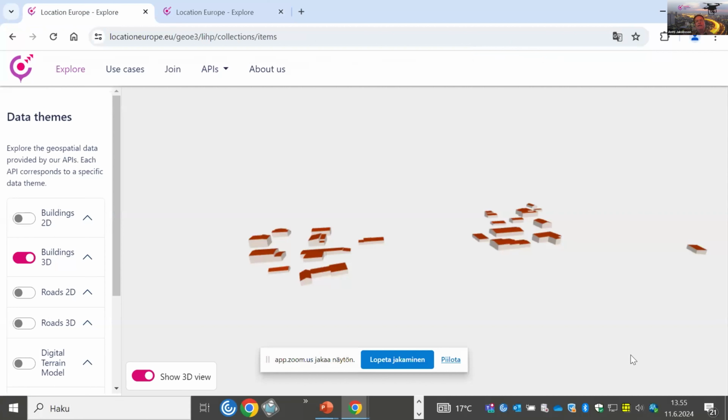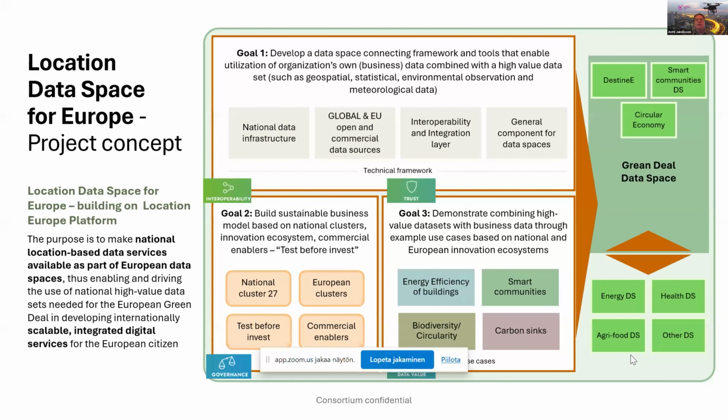So we have also roads there, the terrain models and climate information, but this is not limited to these kinds of data sets, it just shows that this can be done. So that is a kind of proof of concept that we provide.